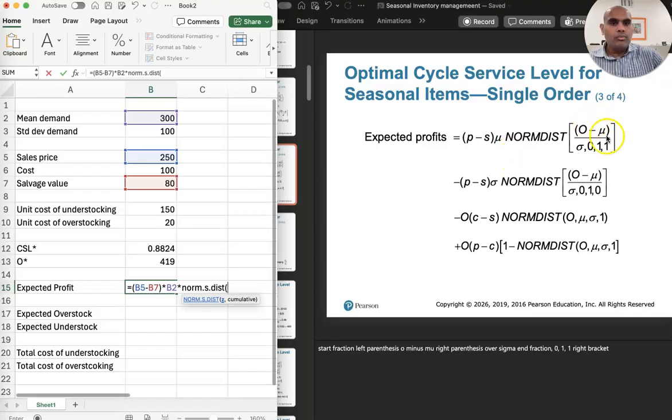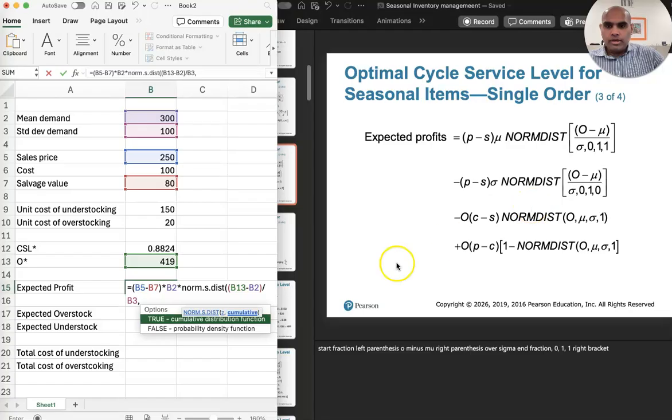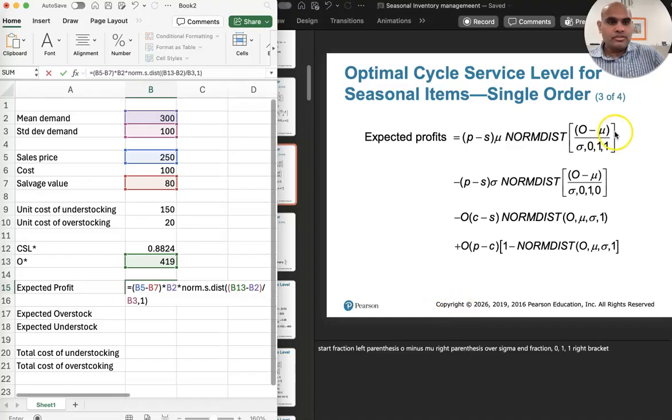So it's O minus mu over sigma, the optimal order quantity minus the mean, divided by the standard deviation, and then comma, then it says cumulative. Cumulative is true or false, so you can either type in true or just type in 1. 1 just means it's true. So we are using the cumulative distribution, and that's just the first part of the formula. Now let's write the second part of the formula.